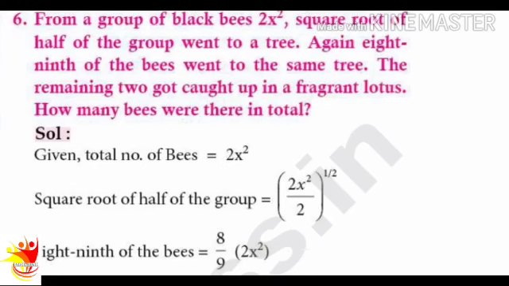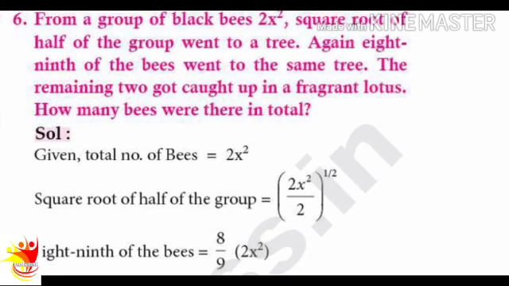Sixth question. From a group of black bees, the square root of half of the group, 2x square, went to a tree. Again 8/9 of the bees went to the same tree. The remaining 2 got caught up in a fragrant lotus. How many bees were there in total?